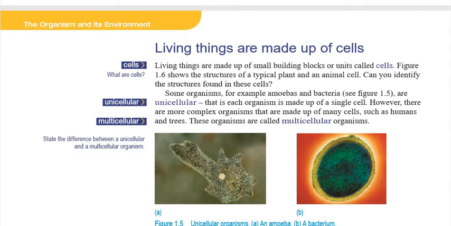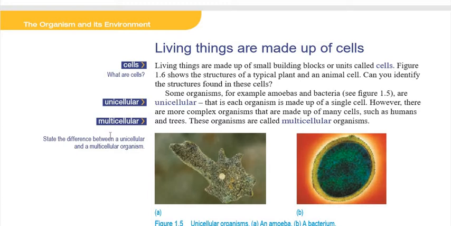Now, we can place cells into two categories. We have unicellular and multicellular. So we have unicellular organisms and we have multicellular organisms. Now, as the word suggests, uni means single or one. So unicellular organisms are organisms that have only one cell. Whereas multicellular, as the word suggests, multi means they are organisms that have more than one cell.